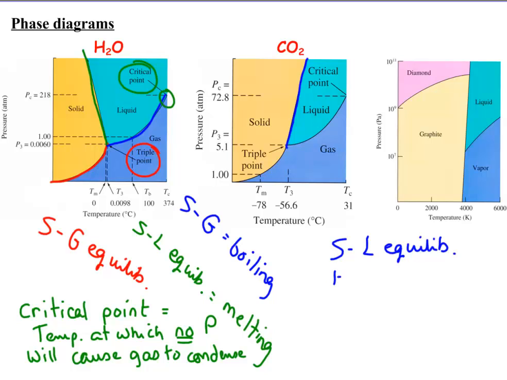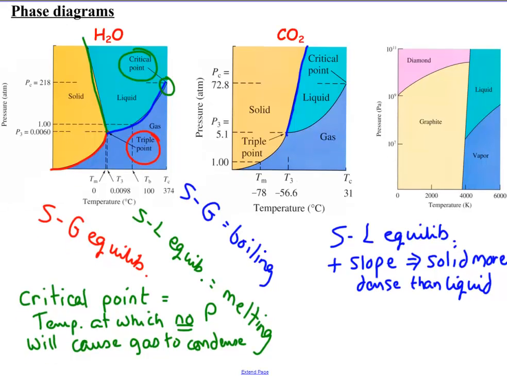If the slope is positive, what that tells me is the solid is generally more dense than the liquid. If I have a negative slope, as I do in water, that tells me the solid is less dense than the liquid.